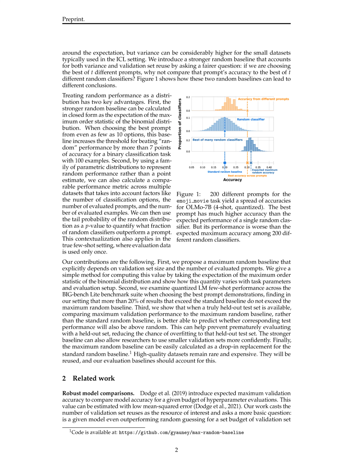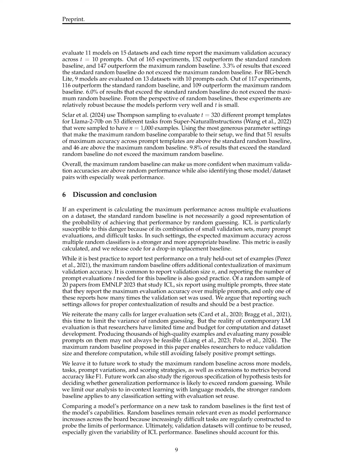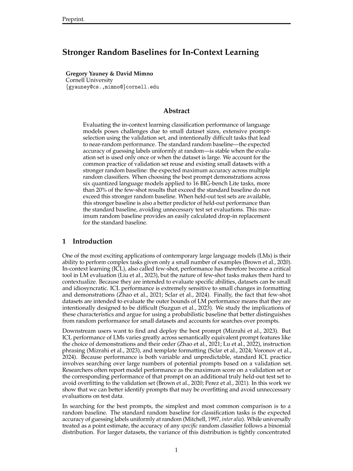9. The maximum random baseline disagreed with the standard random baseline in a significant percentage of experiments, highlighting the importance of using a more robust baseline for evaluating model performance in ICL tasks. 10. Overall, the maximum random baseline method provided a more rigorous and reliable framework for evaluating model performance in few-shot tasks, offering insights into the variability and challenges of different datasets and prompting strategies.